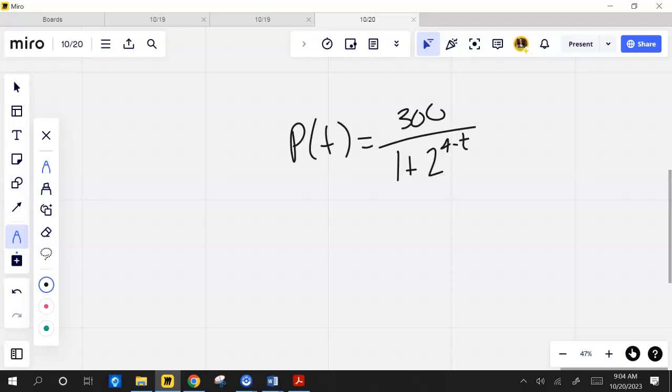The spread of a rumor in a certain school is modeled by the equation. It's one of your homework problems, by the way. The spread of a rumor in a certain school is modeled by the equation, where P of T is the total number of students who have heard the rumor T days after the rumor first started to spread. This is actual scientific evidence. I don't know why y'all are laughing. This is a true problem. They studied this.